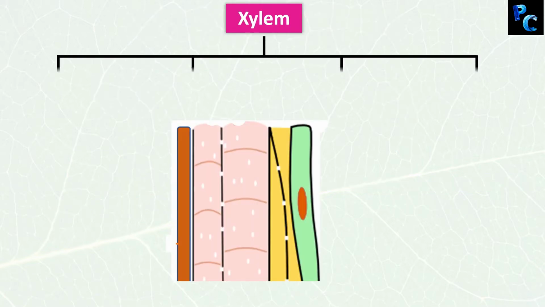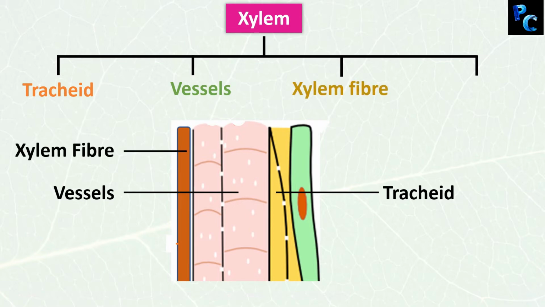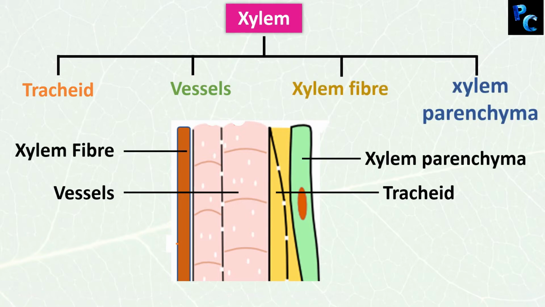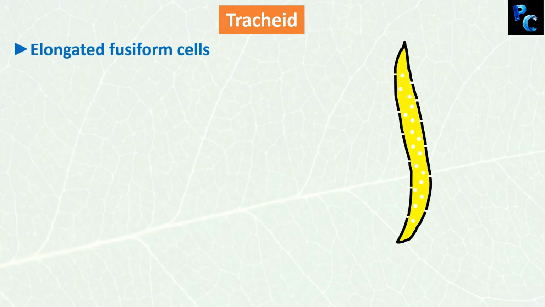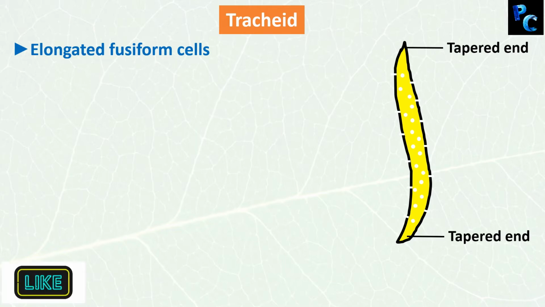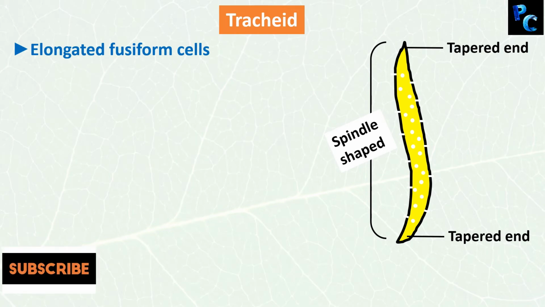Xylem is made up of four elements: the tracheae, the vessels, xylem fibre and xylem parenchyma. Tracheae are elongated fusiform cells. Fusiform means they have tapering ends and they are spindle shaped. This is how a trachea will look. See, they are spindle shaped, isn't it? And they have tapered ends.